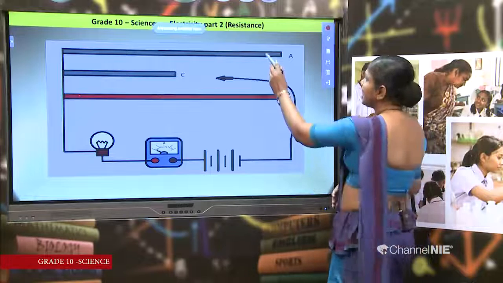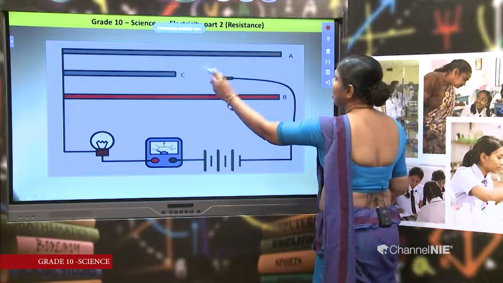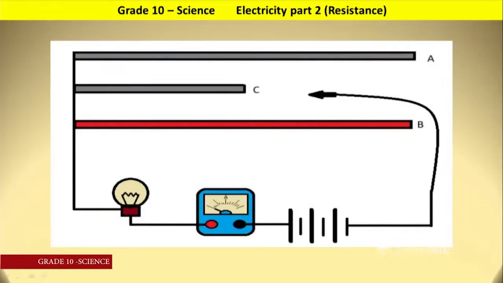Children, A and C are nichrome wires. One is long and the other one is short, different lengths. B is a copper wire having the same length as the A nichrome wire, and the same diameter, right? We have cells connected and an ammeter and a bulb, right? Let us see the questions based on this.